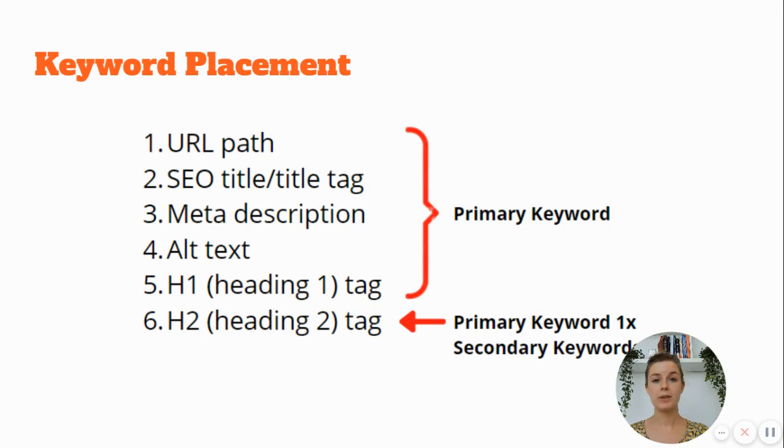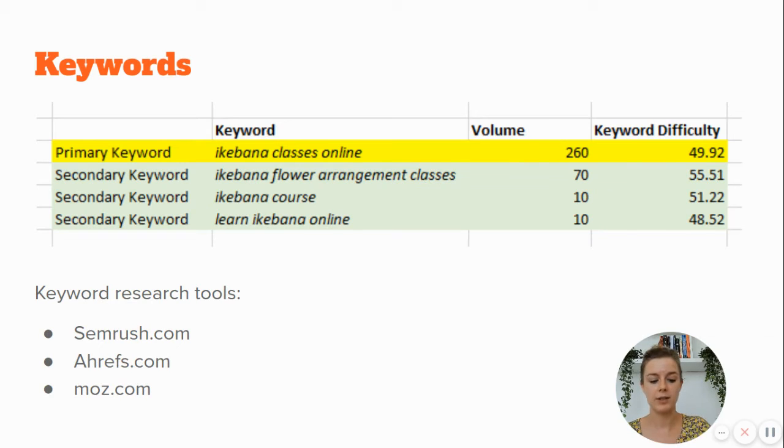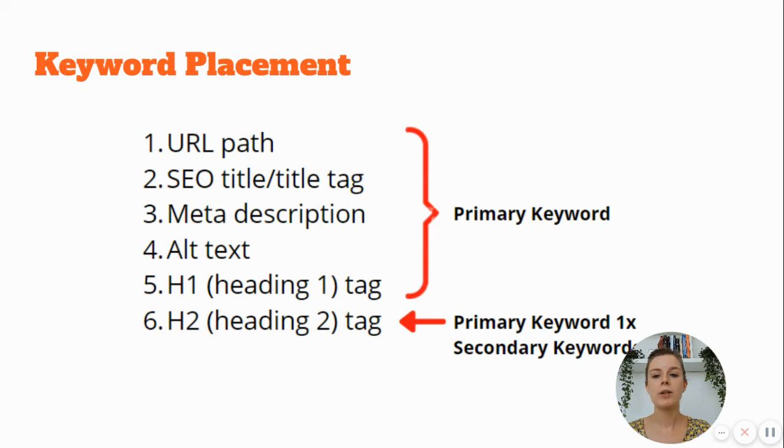So where are we going to put these keywords? The primary keyword, remember that's Ikebana classes online, is going to go in the URL path, the SEO title and title tag, the meta description, and the alt text. It will be the H1, and it will also appear one time as an H2. I'm going to put the rest of the secondary keywords in various H2s.